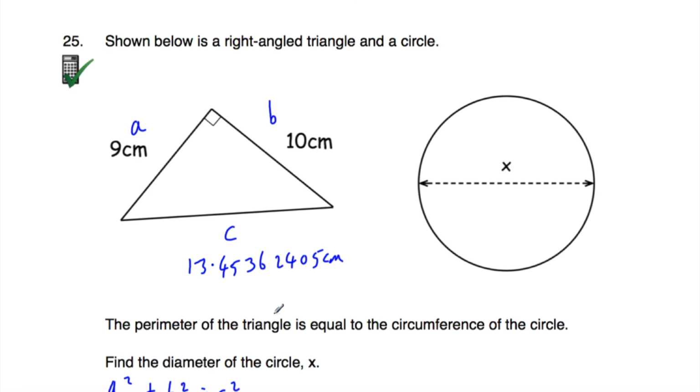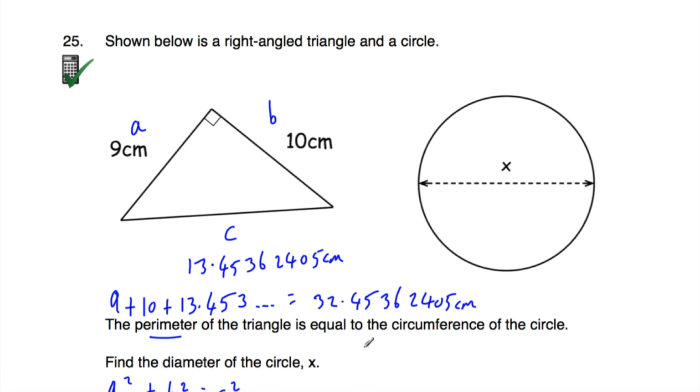And then when we know the perimeter of the triangle, that's equal to the circumference of the circle, and we can work out the diameter. So let's add those together and see what we get. 9 plus 10 plus 13.453, and so on. We've already got this on our calculator display, so I'm just going to add 19. So 19 plus the square root of 181 is equal to 32.45362405 centimeters. So that's the perimeter of the triangle.